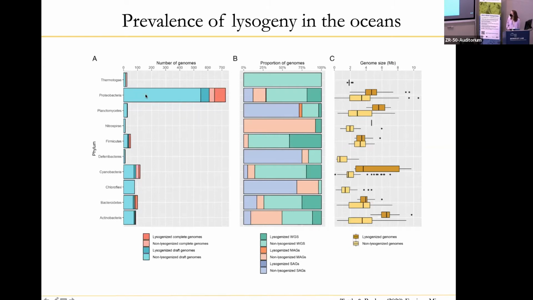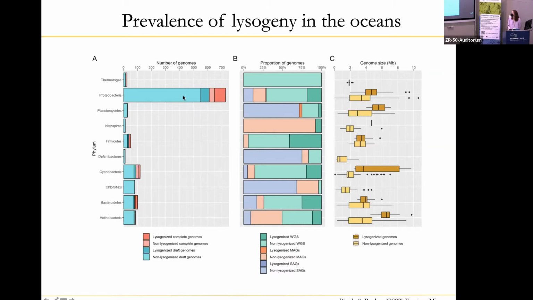Then, using what we felt was the most appropriate and conservative prophage detector, which was VirSorter, developed by Simon Roux, he went through and tried to catalog which of these genomes looked like they had evidence for prophage.